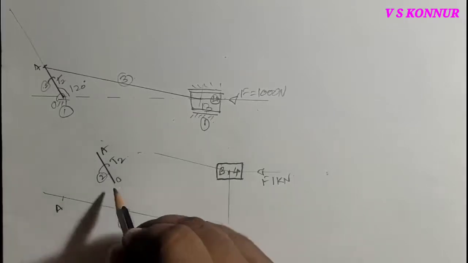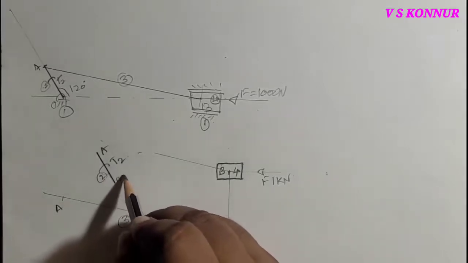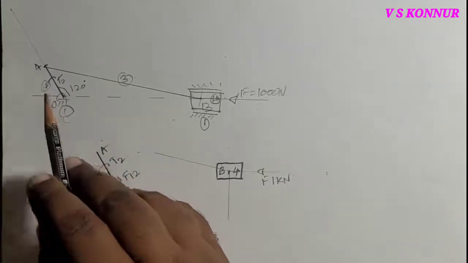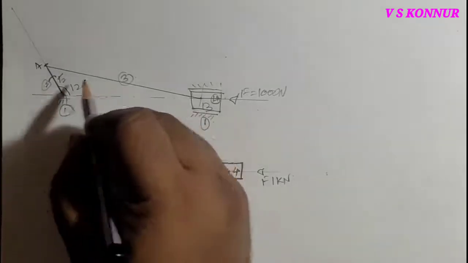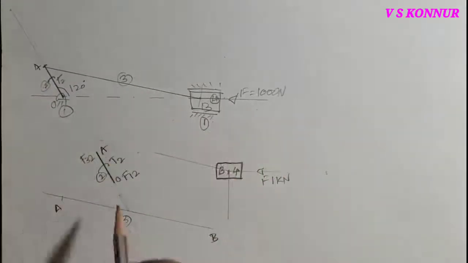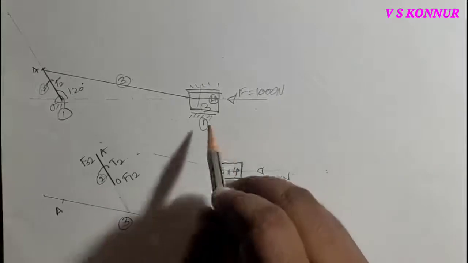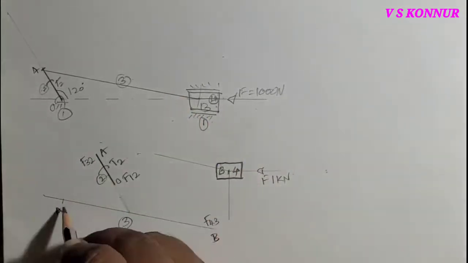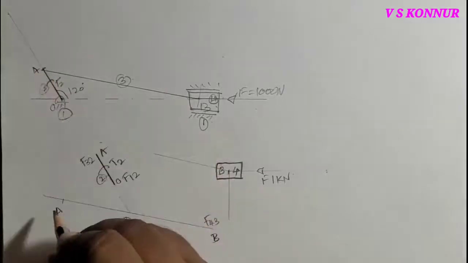Now at this point, on the second link, the force acting is F12, the first link acting on the second link. And at this point, the third link is acting on the second link, so you have F32. Now when you consider the third link, at B point, the fourth link is acting on the third link. At A point, the second link is acting on the third link.